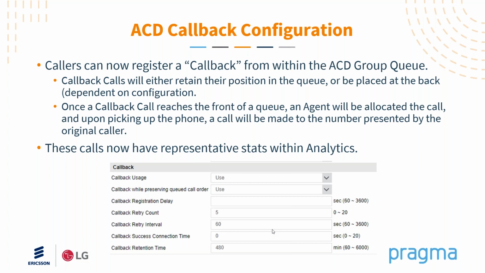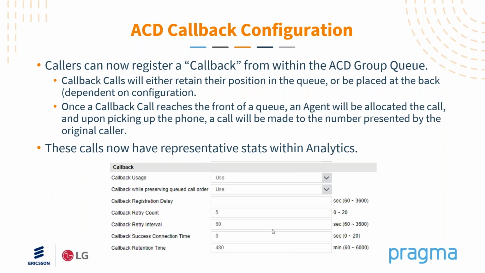We've got callback registration delay. So that's the delay before a callback joins the queue. So yeah, you can delay a callback if you wanted, and it would join at the back of an ACD queue. We've got the retry count, so self-explanatory how many times it's going to retry that ACD callback before it sort of gives up if there is any failures or anything like that. We've got the retry interval, so the time in between the retries. So in this example, we've got 60 seconds. So if a callback fails for whatever reason, the system will wait 60 seconds before it presents that call to an agent again for another callback.